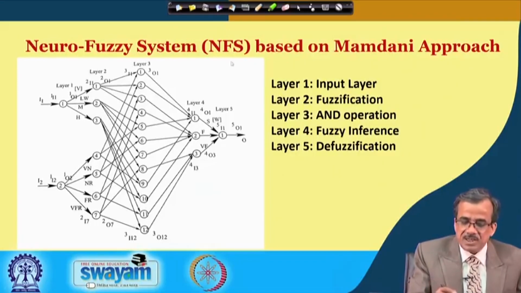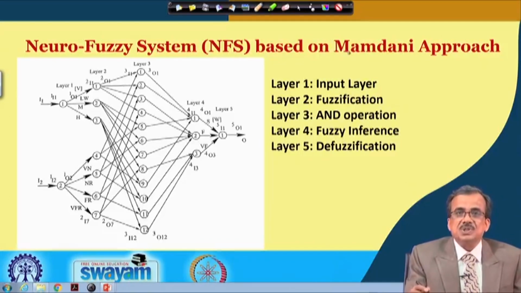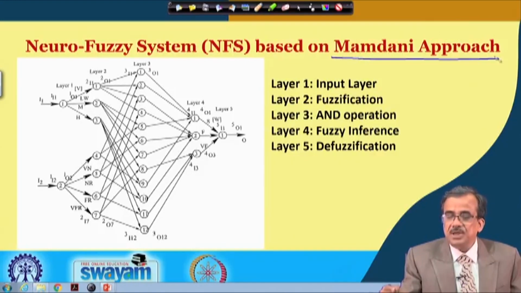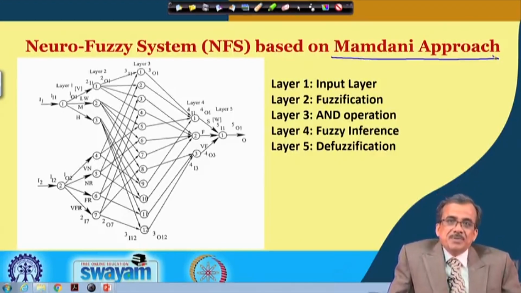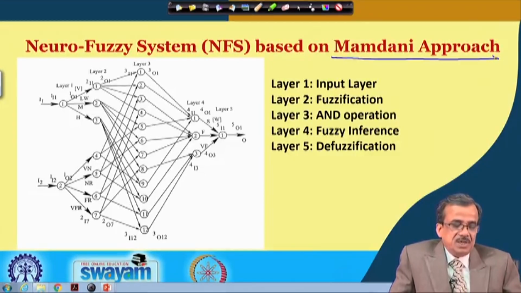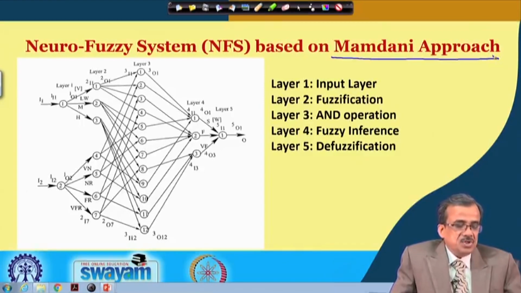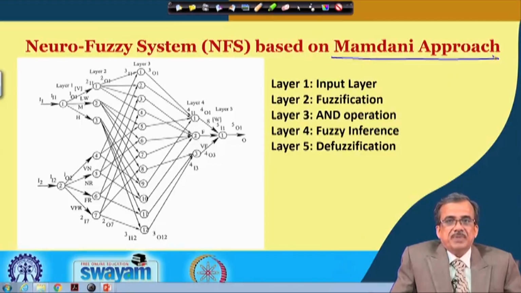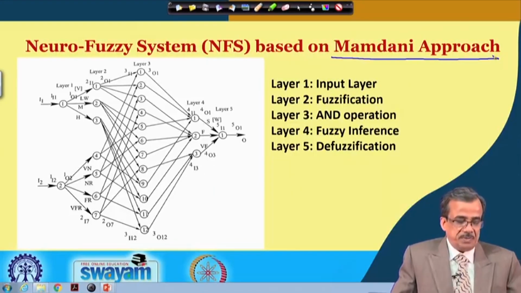This neuro-fuzzy system is known as NFS, and here I am going to discuss the neuro-fuzzy system based on the Mamdani approach. Let us see how the Mamdani approach of the fuzzy reasoning tool or fuzzy logic controller can be represented using the structure of a neural network, so that we can develop the neuro-fuzzy system. But let me repeat once again, the main purpose of developing this neuro-fuzzy system is to design or evolve a very efficient fuzzy reasoning tool which can perform the input output relationship.